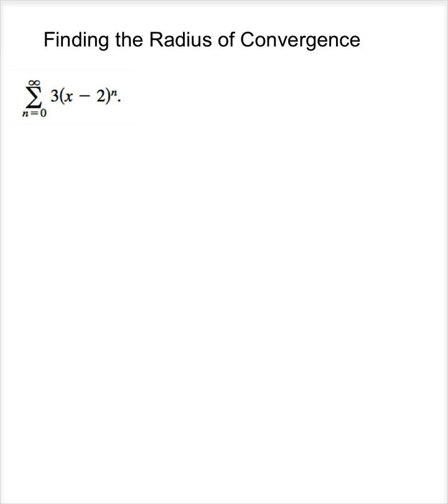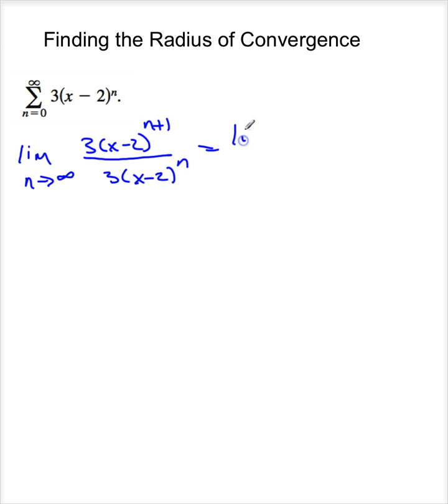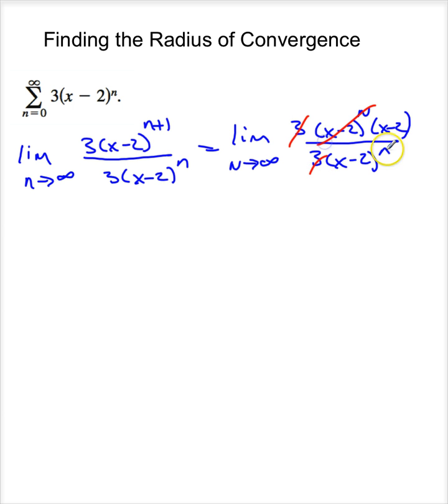Now let's find the radius of convergence of the sum of 3 times (x minus 2) to the n. Again, I want to use the ratio test. This is the limit as n goes to infinity of 3 times (x minus 2) to the n plus 1, divided by 3 times (x minus 2) to the n. This is the limit as n approaches infinity of 3 times (x minus 2) to the n times (x minus 2), divided by 3 times (x minus 2) to the n. Now let's see what cancels. The 3 is going to cancel, and the (x minus 2) to the n cancels.